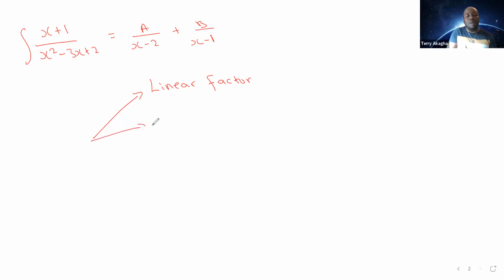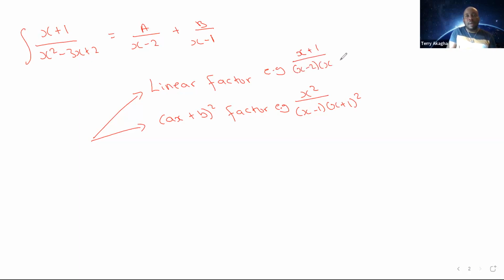This is what we call linear factors. Now we also have another one that we call the (ax plus b) squared factors. These are things like when you have something like x squared divided by x minus 1 and x plus 1 squared. Now this is a linear factor, we just solved this one where we have something like x plus 1 divided by x minus 2, x minus 1.